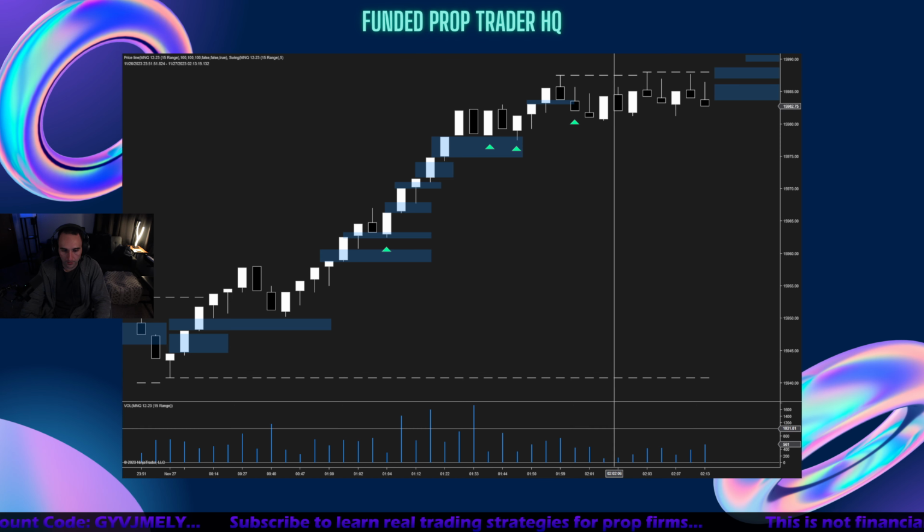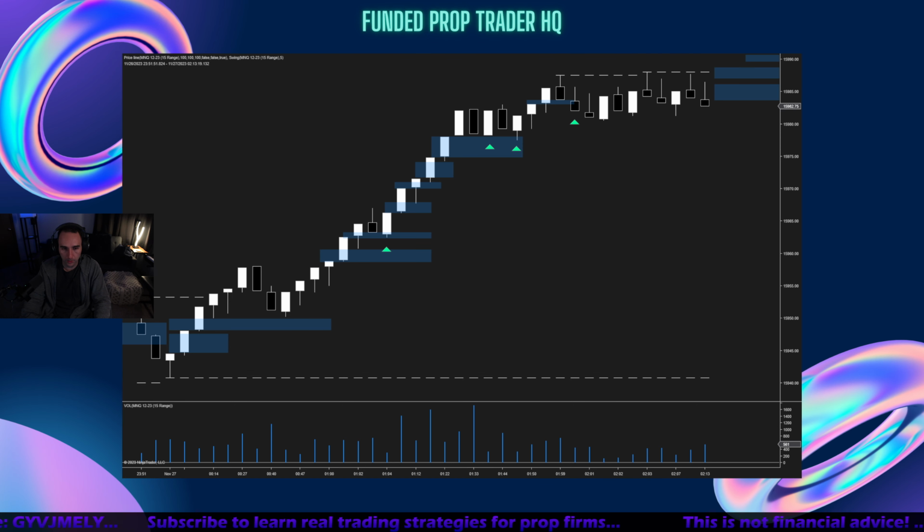Hopefully that makes sense. It's just a really quick strategy, a way to use gaps to enter into a trend based on market structure.